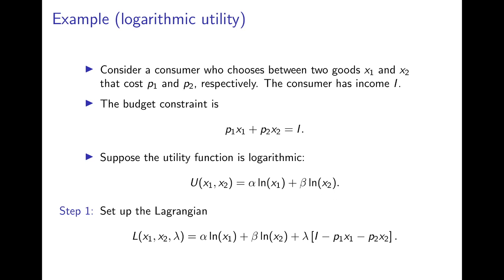And then we follow the steps of the cookbook procedure. So first, we set up the Lagrangian function. So we have the Lagrangian, which depends on the choice of the two variables x1 and x2, and the Lagrange multiplier lambda. We plug in here the objective function, so alpha times the logarithm of x1 plus beta times the logarithm of x2 plus the Lagrange multiplier times the constraint, where we have the income minus the left-hand side of the constraint here, p1 times x1 minus p2 times x2. So that's the first step.